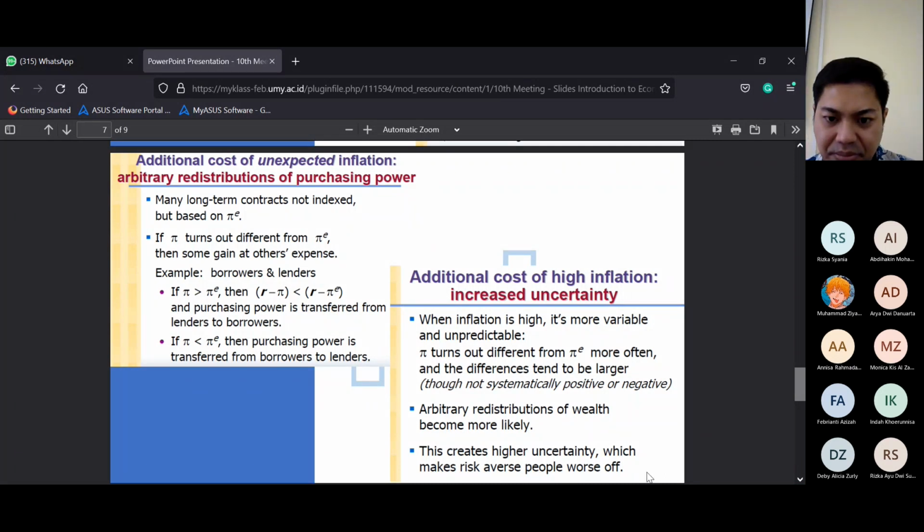Because inflation is high, the price of goods becomes expensive. Nobody is able to purchase those goods, and it makes people try to avert risk. Avert means to try to run away from the risk. They don't want to face the risk.